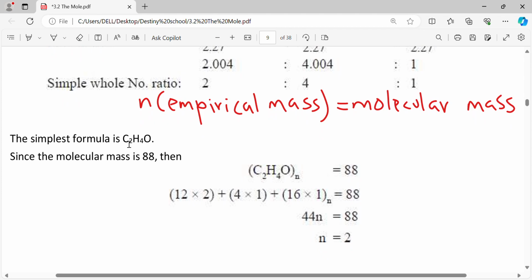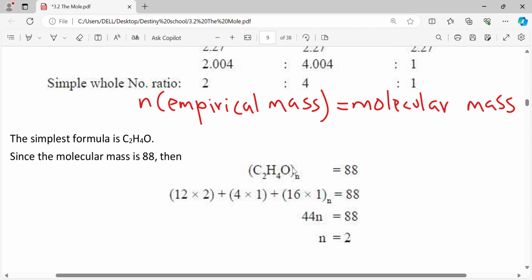So it works in two cases. You can say n multiplied by empirical mass is equal to molecular mass. You can as well say n into empirical formula is equal to molecular formula. So that is how you go about it. That is the relationship that I've just written here. So we just substitute it. So this empirical formula will give us the empirical mass.